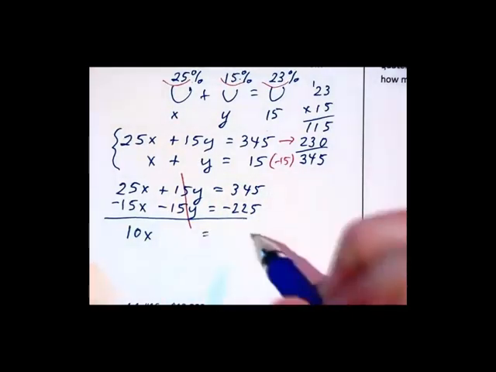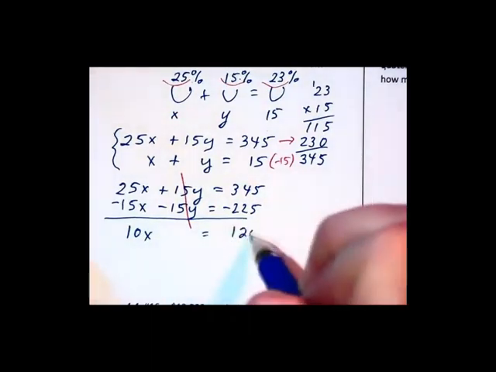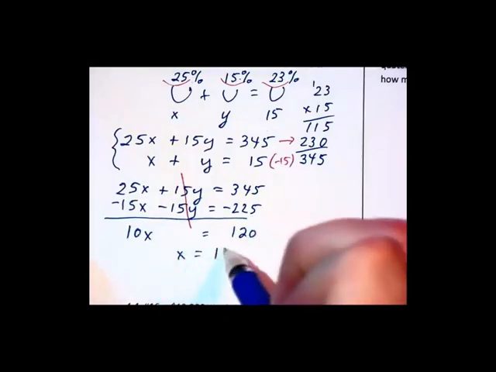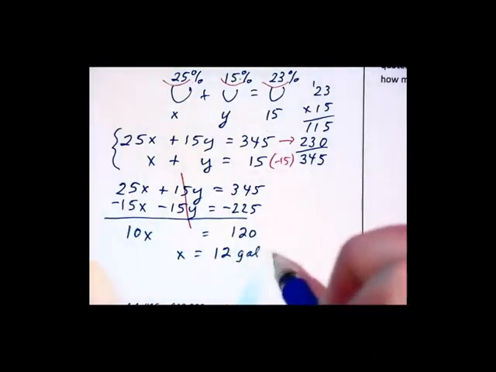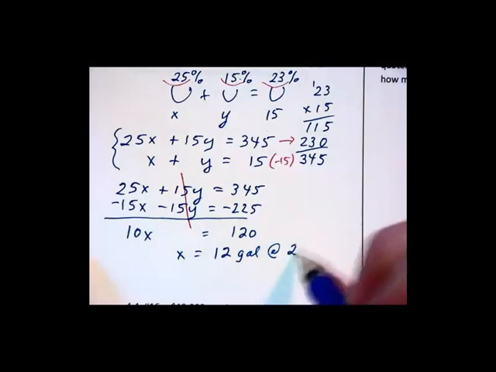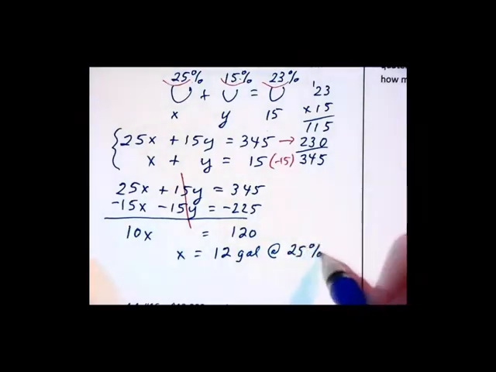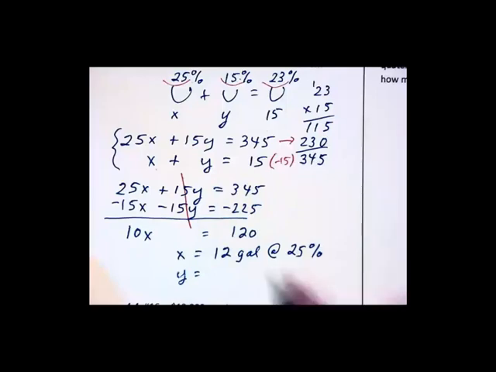10x equals, subtract and get 120. So x is equal to 12 after dividing by 10. The units here are gallons again. And x, if we look at our picture above, is the 25% antifreeze solution. So we're going to label my answer here. y is the other solution, and we know that x and y together add up to 15. So 12 plus 3 makes 15, and we get 3 gallons of the 15% antifreeze solution. Notice, very straightforward once you understand the process.